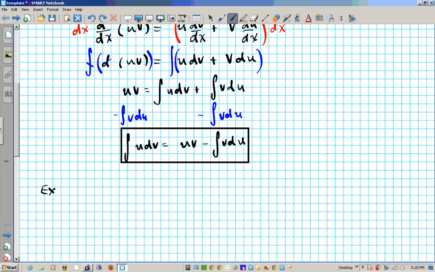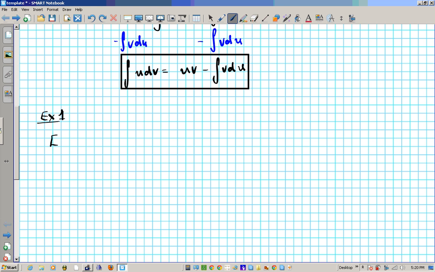So example 1, evaluate. We're going to be evaluating this integral. Evaluate the indefinite integral of e to the x sine x dx. Okay? E to the x of sine x. Alright, now for this one, we have a formula up there to guide us. So let me just rewrite it on the side right here. Antiderivative of u dv equals uv minus the antiderivative of v du.